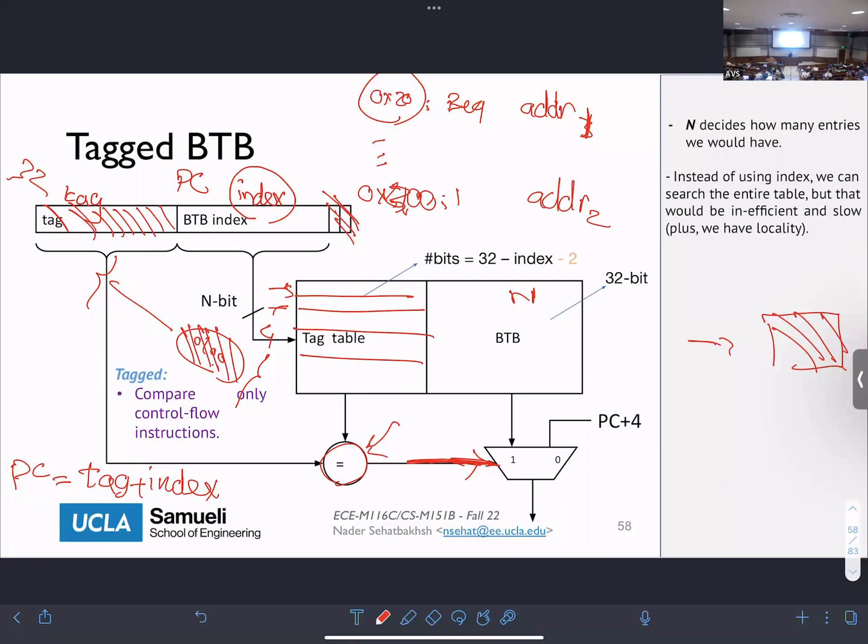The question is that there are fewer entries in the tag table than the BTB table. No, there's the same amount of entries. The width is different, right? So here you only need to store whatever this value is. Here you need to store 32 because that's your address, right? So you have the same entries. This one is 32. This one is 32 minus index minus 2, whatever that number is. So for example, if you have 1,024 rows, it means 10 bits. So you have only 20 bits in here and 32 bits in here, but the same entries. Does that make sense?